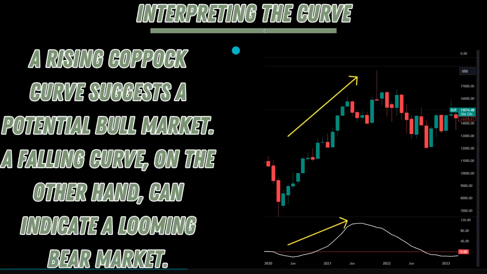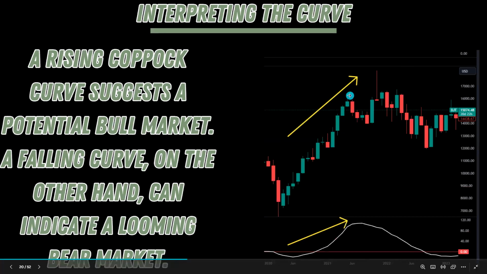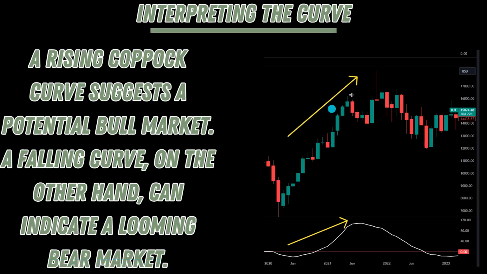Now, to interpret the curve, it's pretty simple. A rising Coppock curve suggests a potential bull market, and a falling curve, on the other hand, can indicate a looming bear market. So you see we have a rising curve in this period, and the market is also rising here as well.